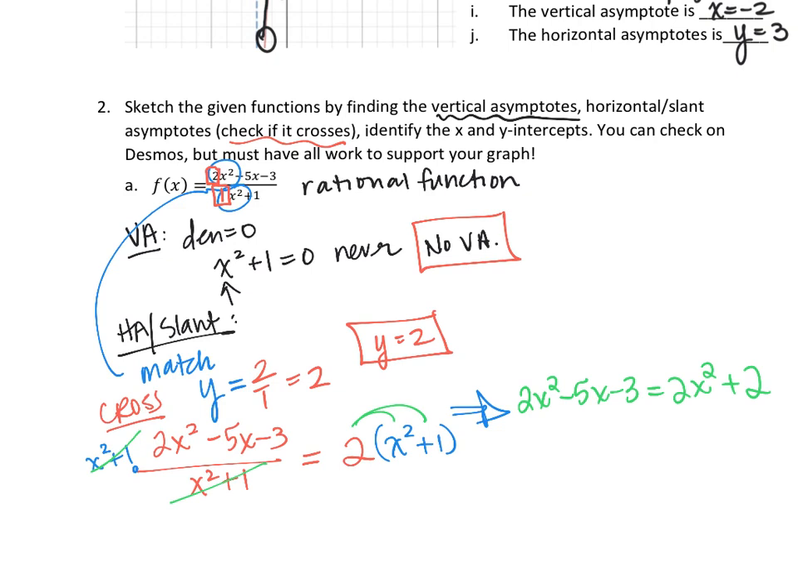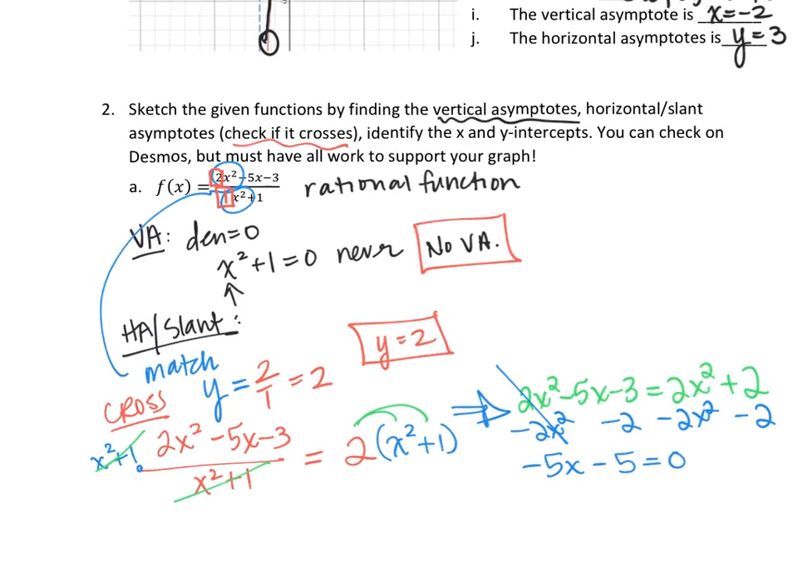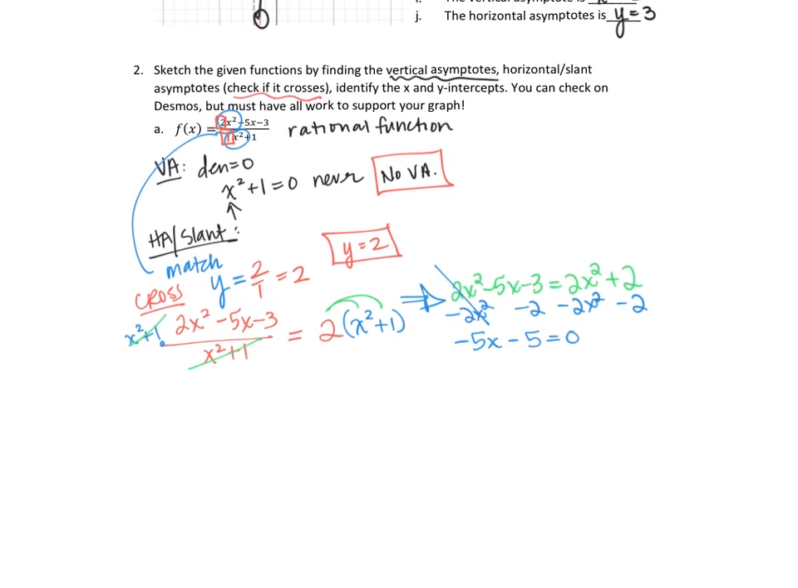And since I see x squareds in here, I want to try and put everything onto one side of the equation. It looks like it's a quadratic equation, so I'll move the x squared over, and I'm also going to move the 2 over. So when I do that, oh yay, my x squareds cancel. I'm left with negative 5x minus 5 equals 0. So now that's actually a linear equation.